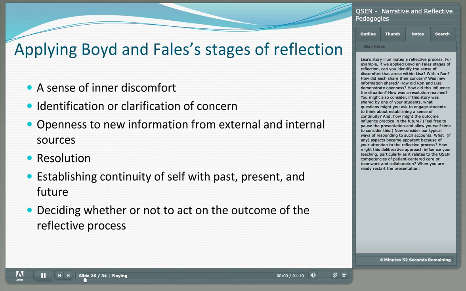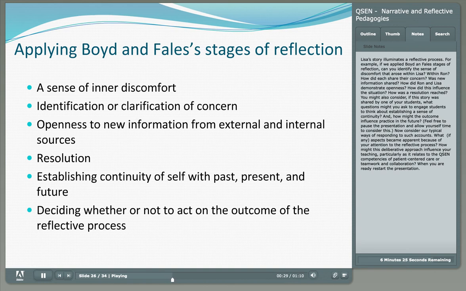Lisa's story illuminates a reflective process. For example, if we apply Boyd and Fail's stages of reflection, can you identify the sense of discomfort that arose within Lisa, within Ron? How did each share their concern? Was there new information shared? How did Ron and Lisa demonstrate openness? How did this influence the situation?